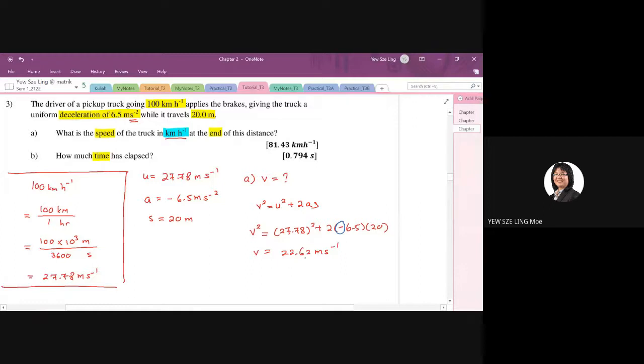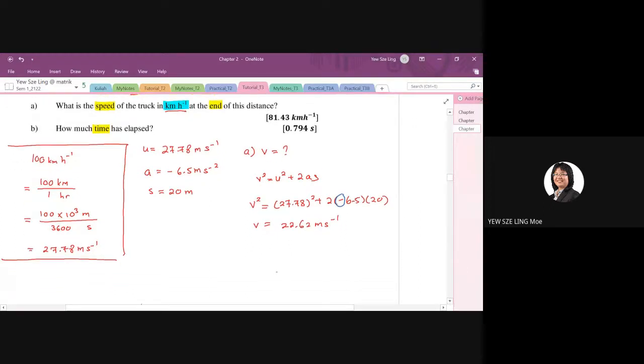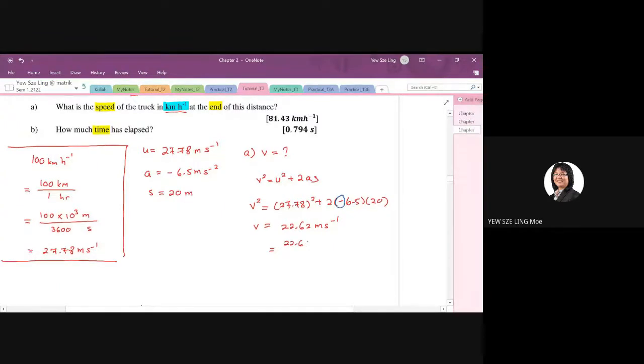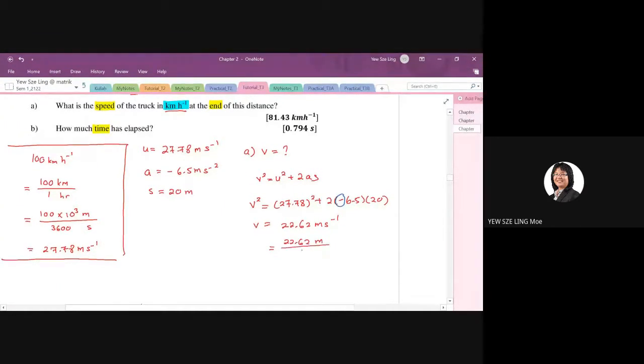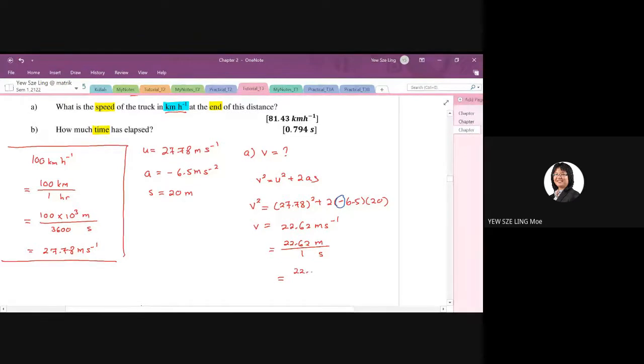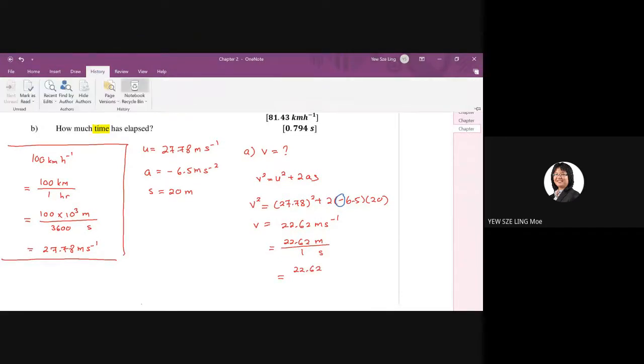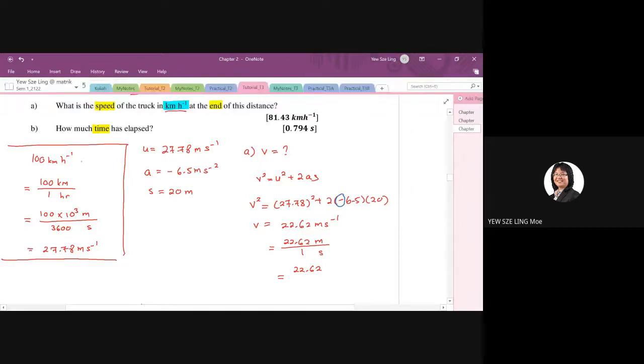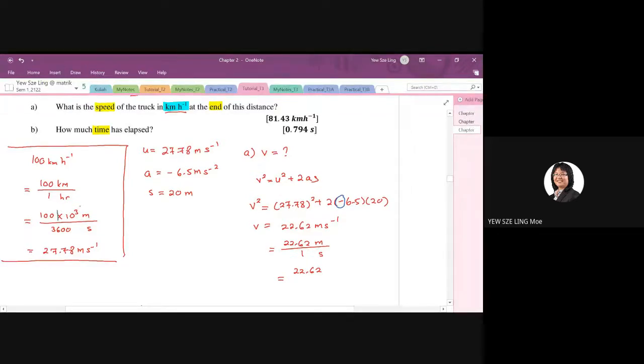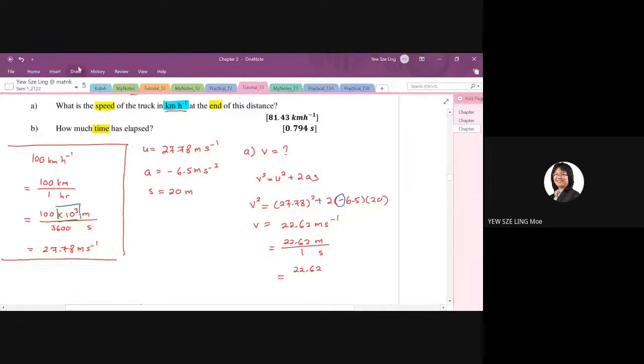So how am I going to change it again? To make it easier, I'm going to write it in fraction form again. So it is 22.62 meter over 1 second. I want to change meter per second to km per hour, meter to km. Now, from km to meter, we multiply by 10 to the power of 3.